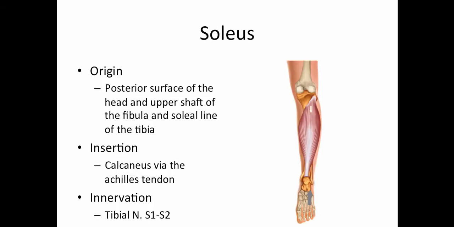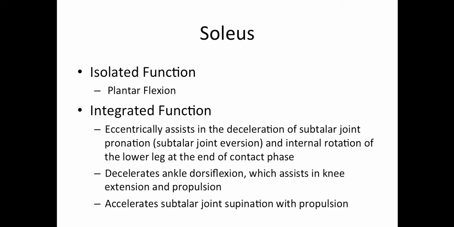The soleus originates on the posterior surface of the head and upper shaft of the fibula and soleal line of the tibia. It inserts on the calcaneus via the Achilles tendon. The isolated function of the soleus is plantar flexion. Its integrated functions include eccentrically assisting in the deceleration of subtalar joint pronation and internal rotation of the lower leg at the end of the contact phase of gait. It also decelerates ankle dorsiflexion, which assists in knee extension and propulsion in gait. It accelerates subtalar joint supination with propulsion.